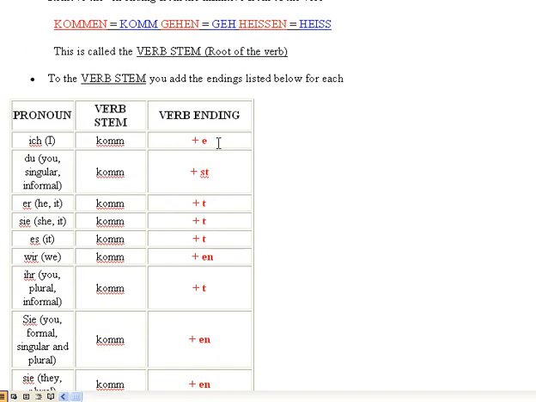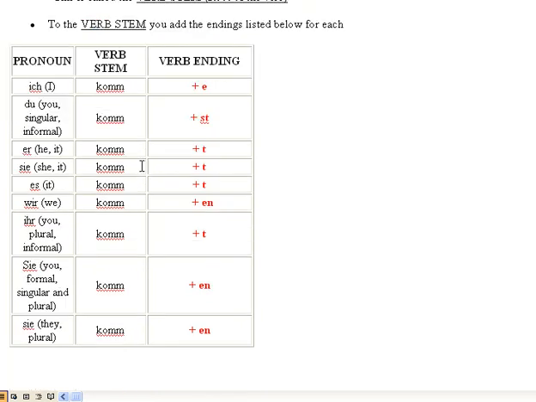And here's a quick chart with the verb kommen to show you. For the pronoun ich, or I, you would add an E. So to say I am coming, you'd say ich komme. Or you are coming, du kommst. You take the root of the verb. In this case, that is the verb minus the en. Remember, kommen, take the en off, you get komm, the root of the verb.